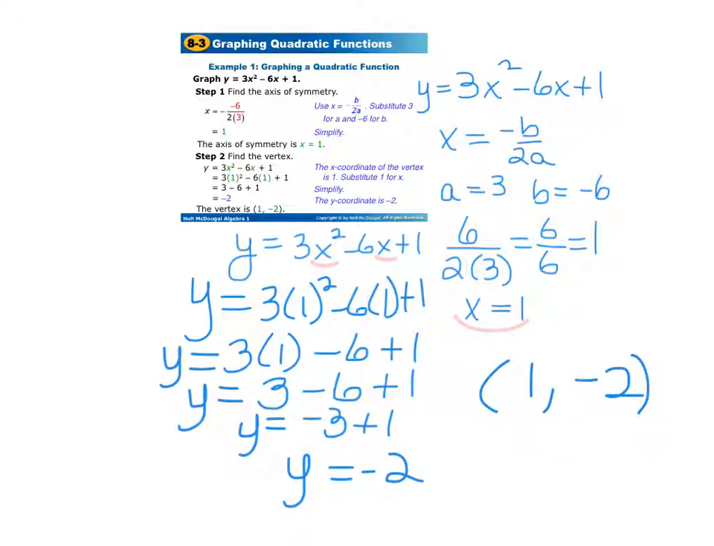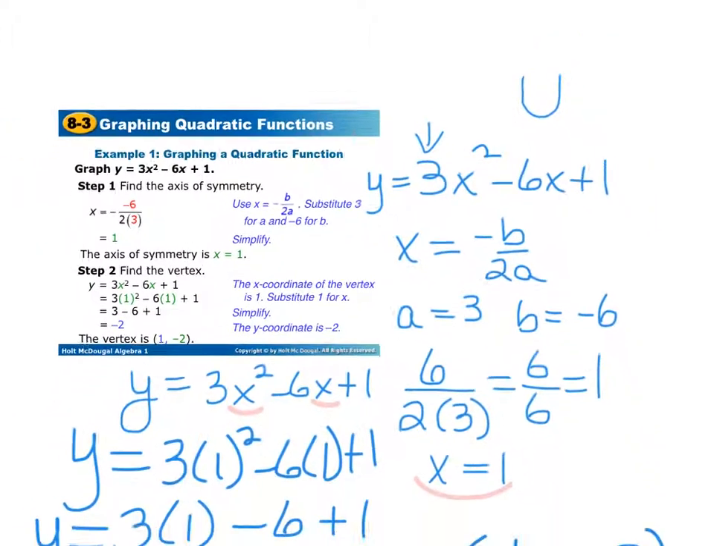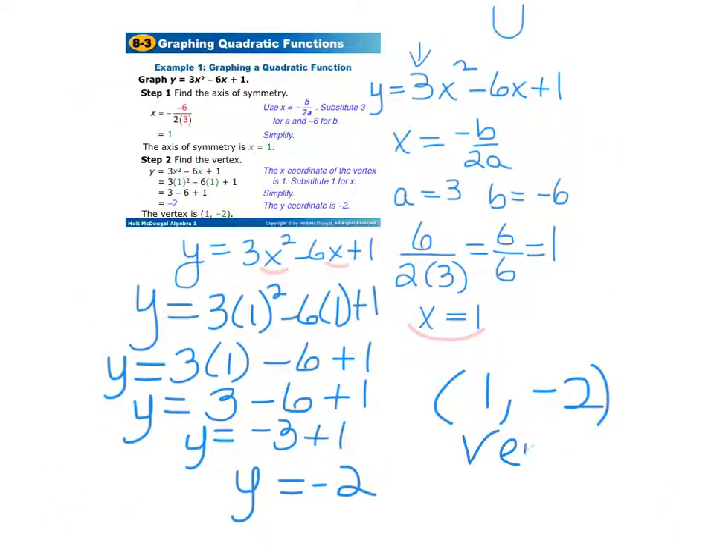Good so far? All right, let's go back to the equation real quick before we go any further. Based on my equation here, is my graph going to be up or down? It's going to be up because this number is positive. This is a quick way you can check after you get some more points. If your graph doesn't look this way, then you've done something wrong.